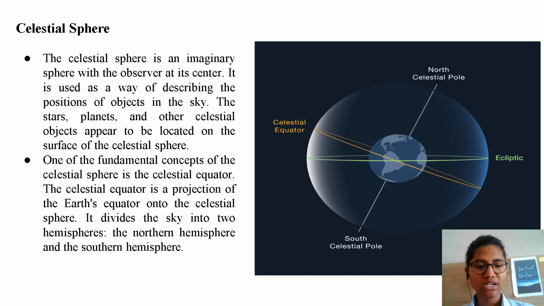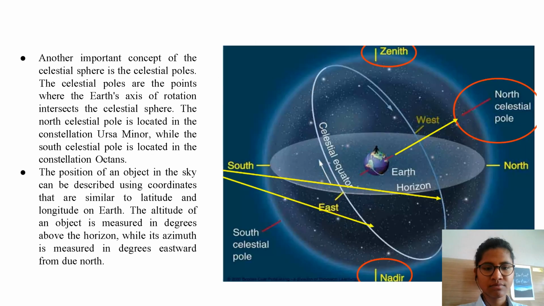One of the fundamental concepts of the celestial sphere is the celestial equator. The celestial equator is a projection of Earth's equator onto the celestial sphere. It divides the sky into two hemispheres. The two hemispheres are the northern hemisphere and the southern hemisphere.